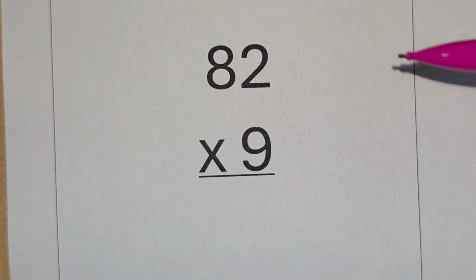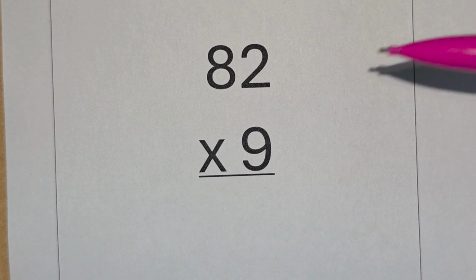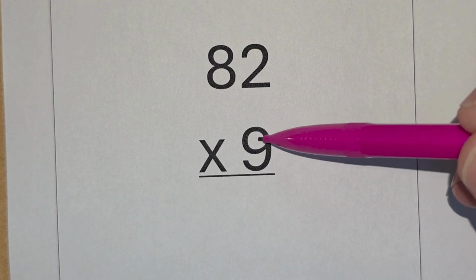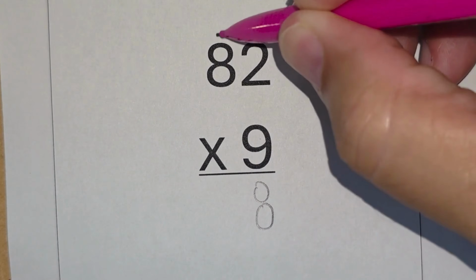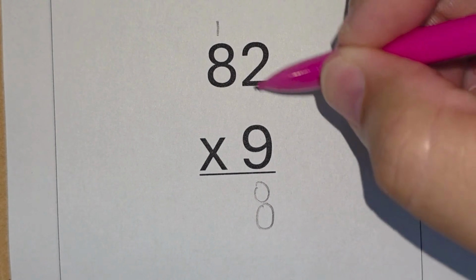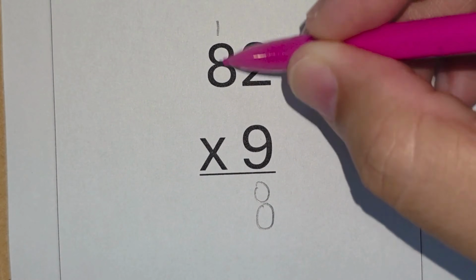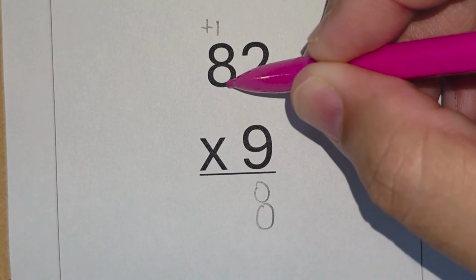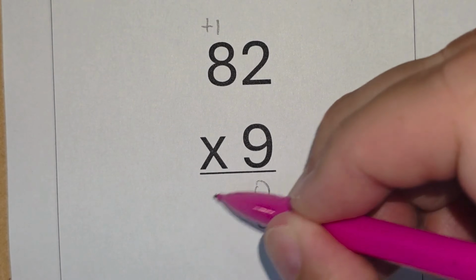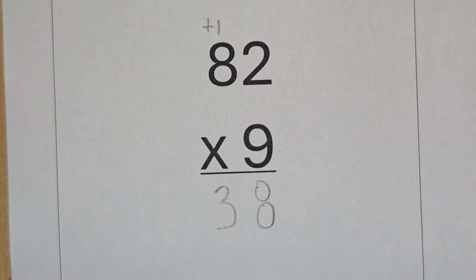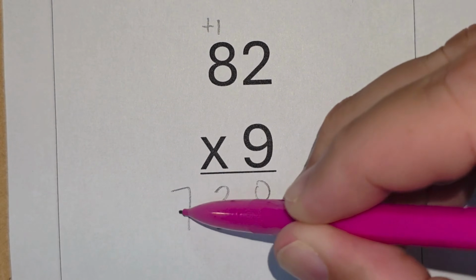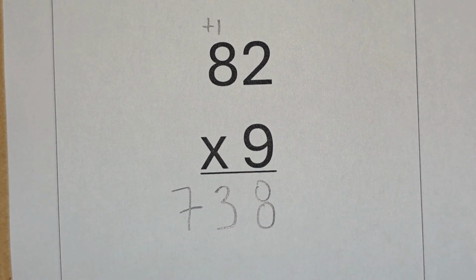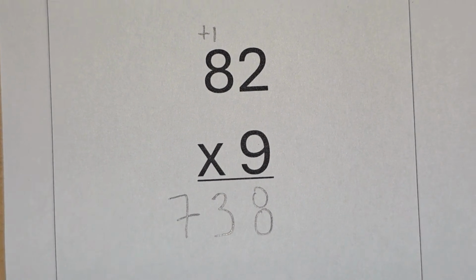All right, so here I have 82 times 9. This is a 2-digit by a 1-digit. And so 9 times 2 is 18. Put down the 8, carry my 1. And so 9 times 8 is 72. I'm going to add this 1, so 72 plus 1 is 73. I don't have anything to put the 7 on top of, so the 7 is going to drop all the way down, and 738 is my final answer. Moving on to the fourth grade problem.